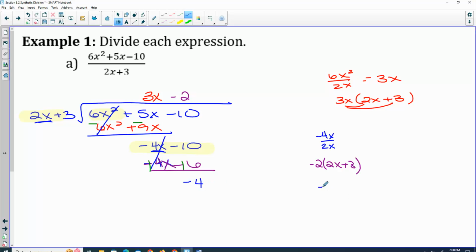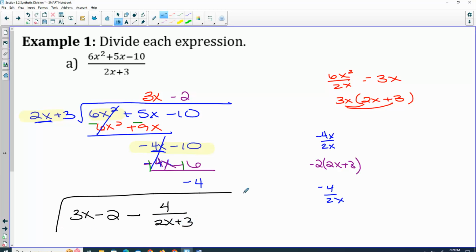Can you do negative 4 divided by 2x? Does it work out nicely? No. I already have my x term, I have my constant term. What's this negative 4 then? The remainder. So typically how we write this is 3x minus 2. Since it was a negative 4, you could put minus 4 over 2x plus 3, or if you put negative 4 over 2x plus 3, that's also fine.